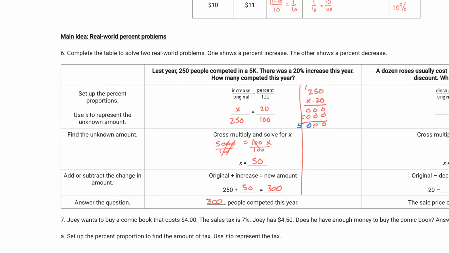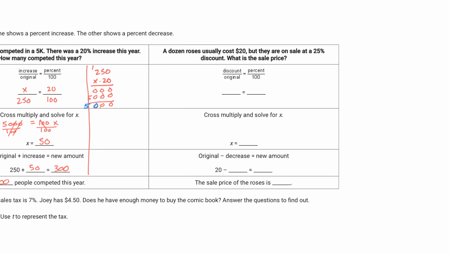And the word of means to multiply, right? That's why I'm multiplying right there. It's 50. So if it increased by 50 people, then you take the last year people and add the 50, and you got now there's 300 people. Then they have another one here, and I'm going to do it both ways again.